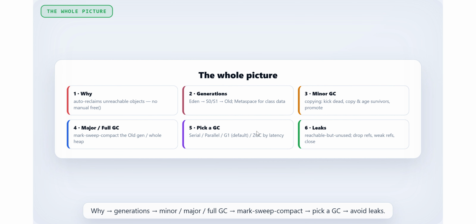Putting it together, garbage collection automatically reclaims unreachable objects. The heap is generational. A minor GC copies young survivors. A major GC mark-sweep-compacts the old gen. A full GC does the whole heap. You pick a collector by latency and heap size, and you avoid leaks by managing your references.